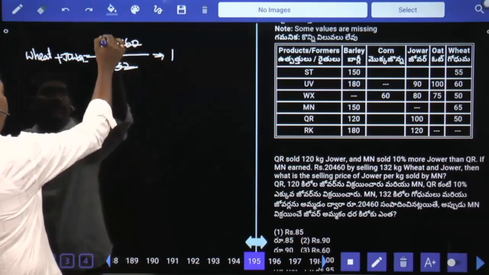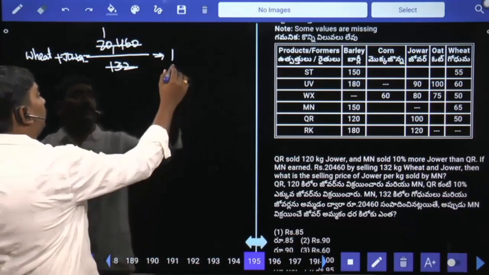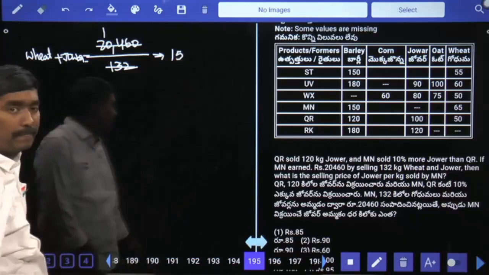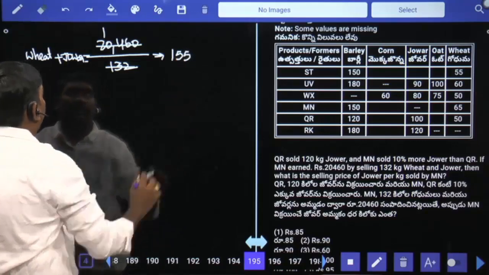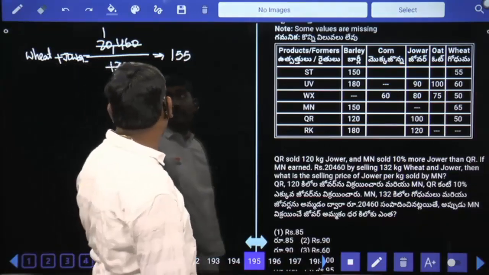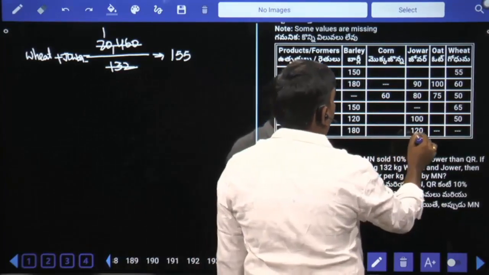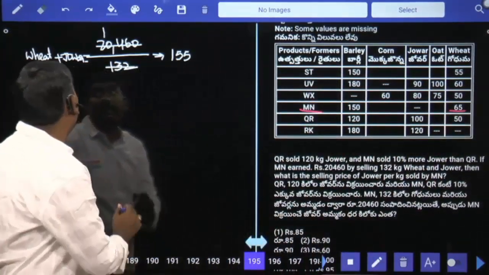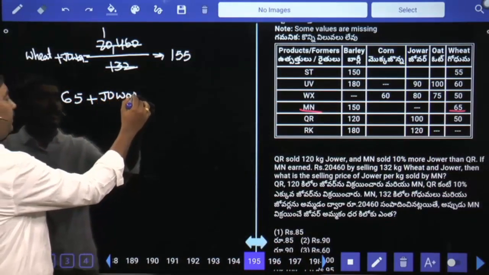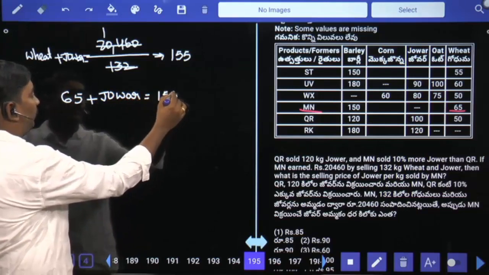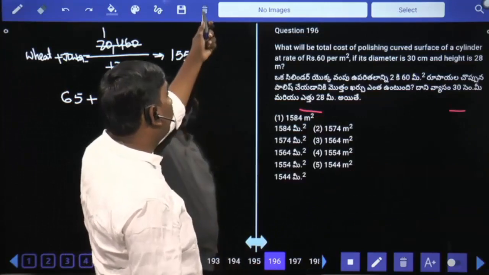132, left with 726, 132 5 times 660, again 5 times. Wheat plus Jover by farmer MN together is 155 rupees. In that farmer MN, out of 155, wheat cost is 65. Then Jover cost is 90 rupees. 155 minus 65 means 90 rupees. Next.